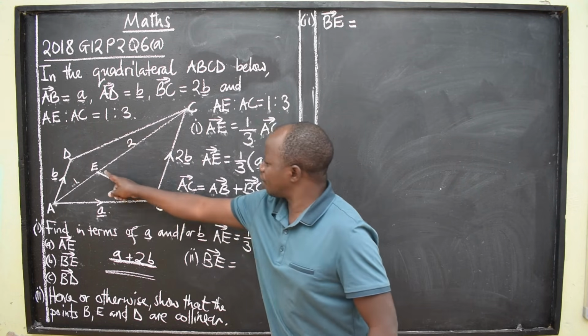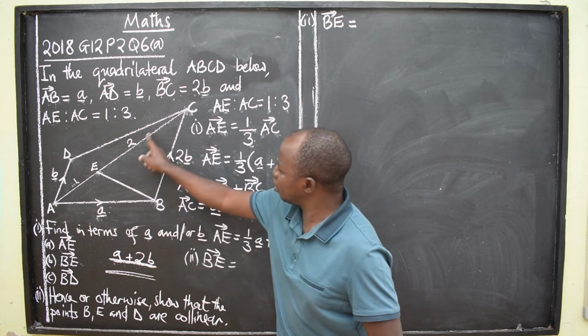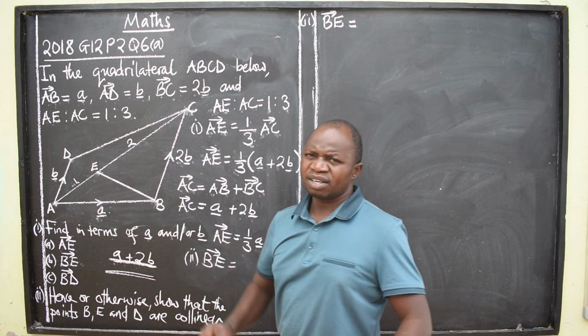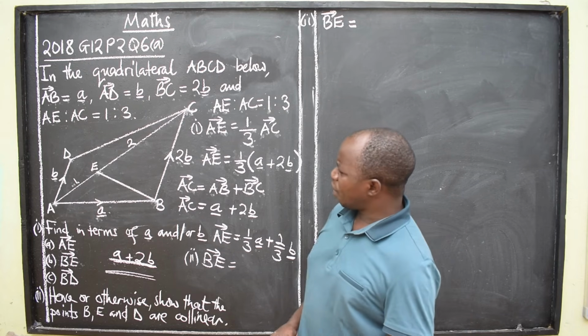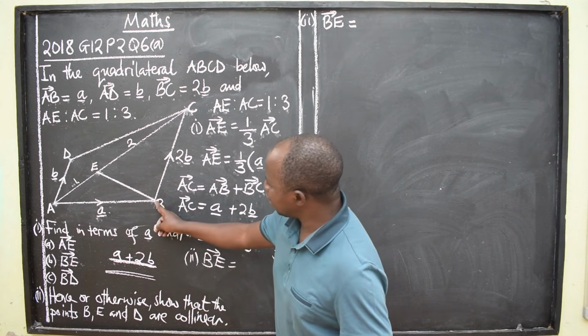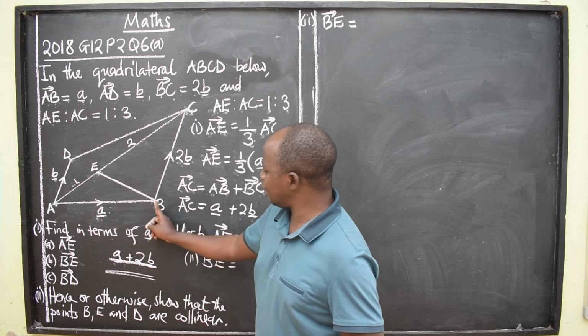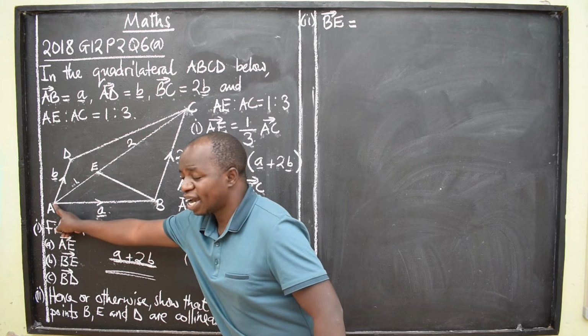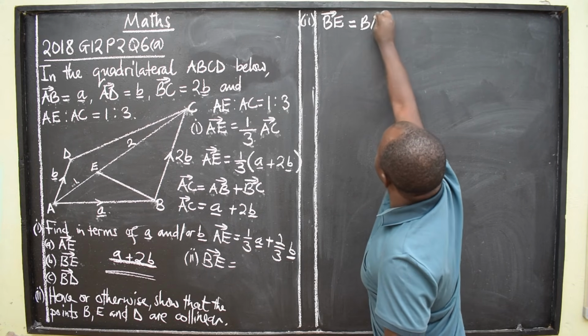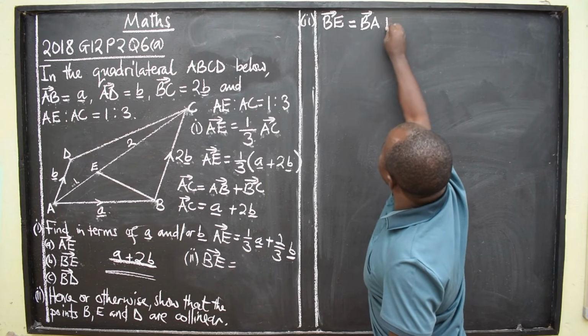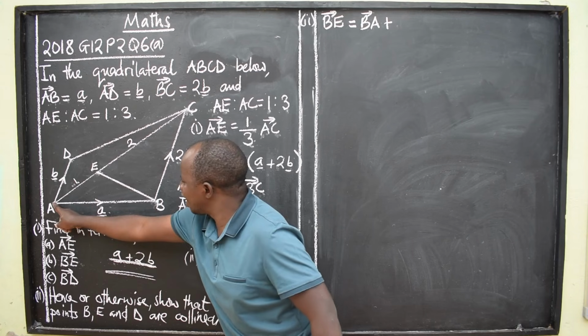So from B to E, I can either use this route, but I have to check the one that has got E vectors. Well, I'll be able to say from B to E, I'll move B to A. I've seen that. So it will be BA. From there, AE.